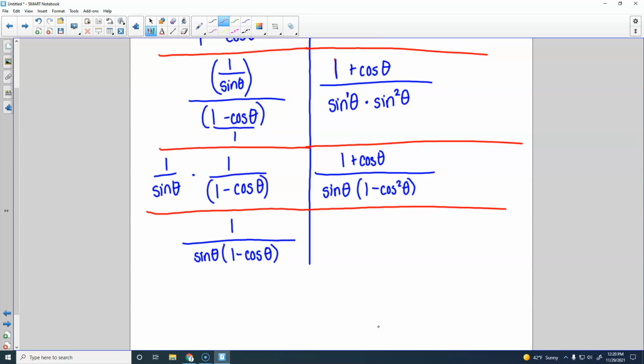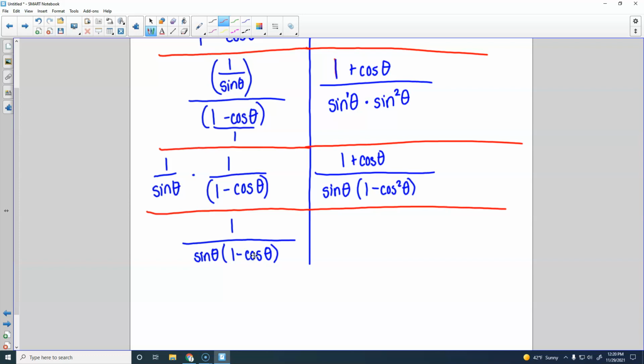Questions so far? Ideas? It's helpful sometimes to look at the other side. Look what we got here. They're almost the same, right? Except instead of this cosine, that cosine's not there at all. And instead of this being squared, it's just to the first power.